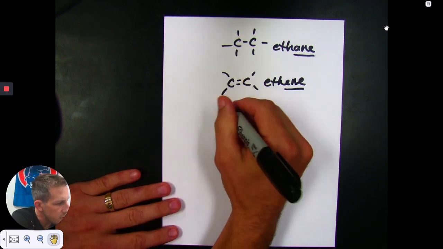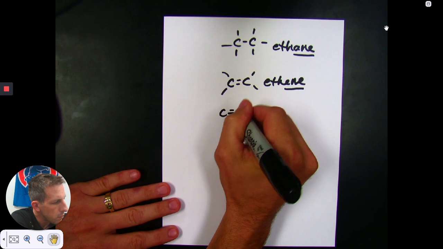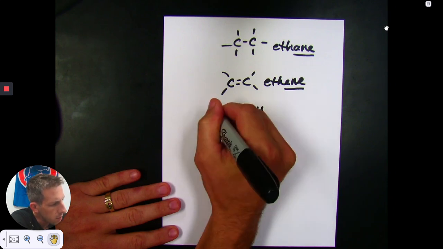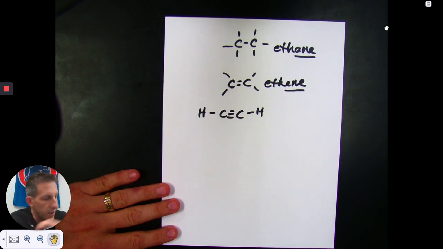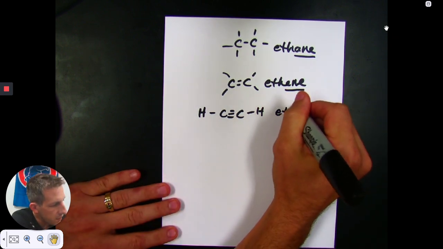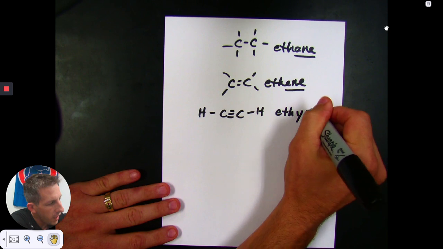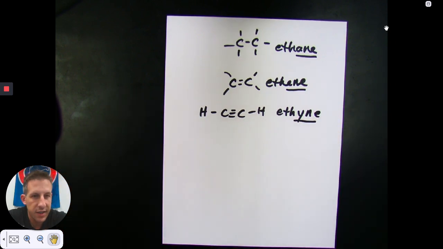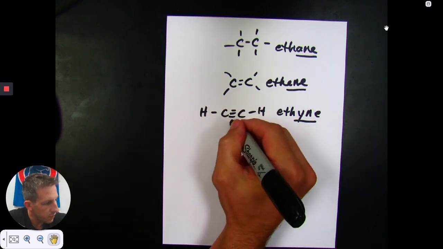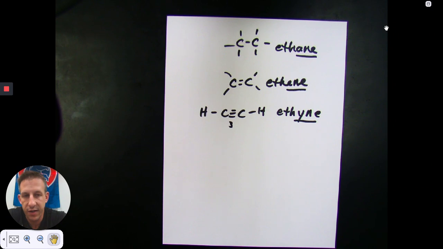Let's do this. I think this is actually a thing. Any guesses as to what this one's called? It still has the prefix eth, but in this case, YNE is going to be added. This one's called ethyne. What do you think ethyne indicates about that particular molecule? Yep, the fact that it's got 3 bonds in the middle. It has a triple bond somewhere.